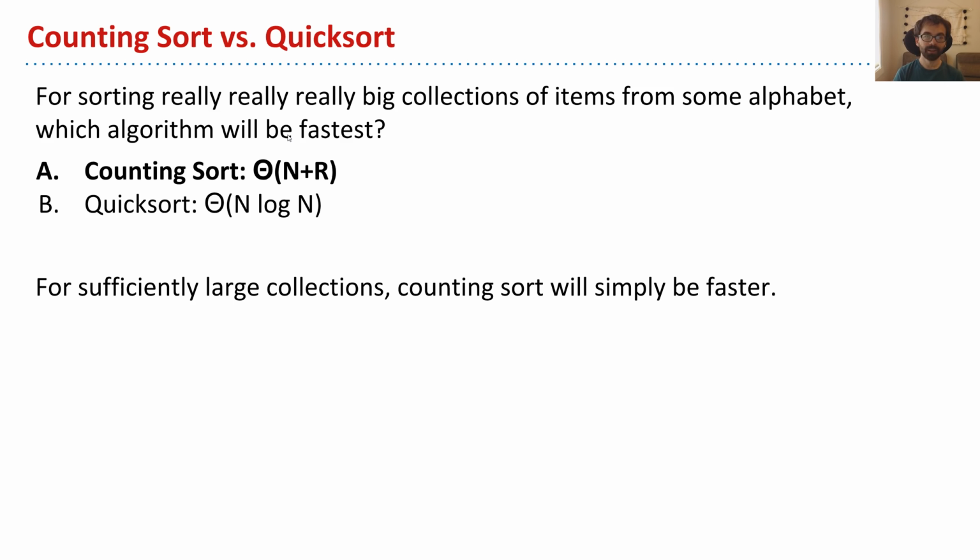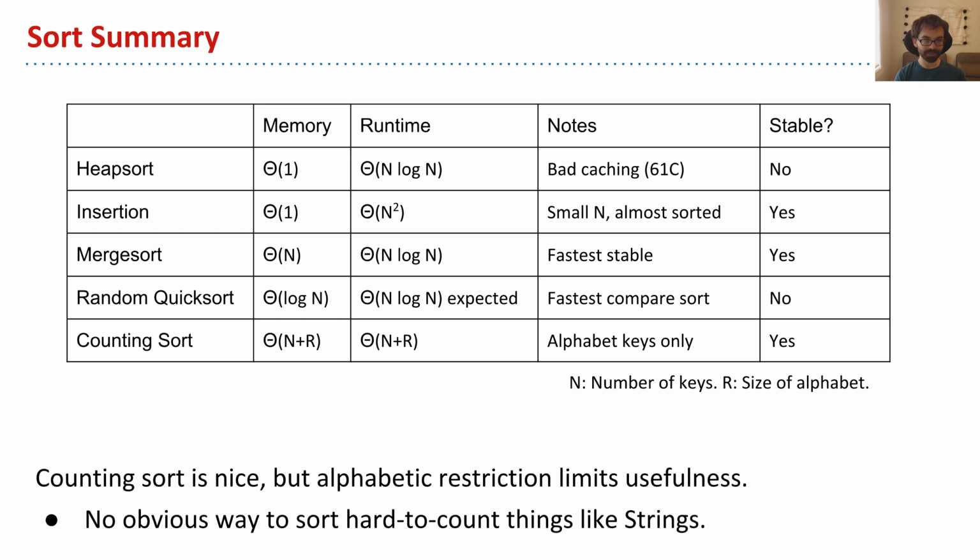All right, so to summarize all of our sorts, we have our heap sort, insertion sort, merge sort, and randomized Quicksort here. So these are all different versions of the sorts we saw before. And now we have a new tool called counting sort, which takes n plus r memory and n plus r runtime, but it only works if our keys come from some kind of an alphabet.